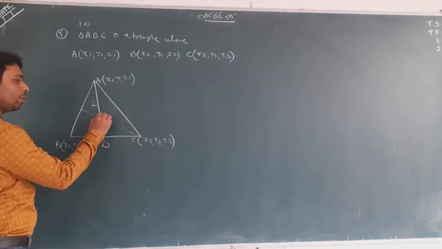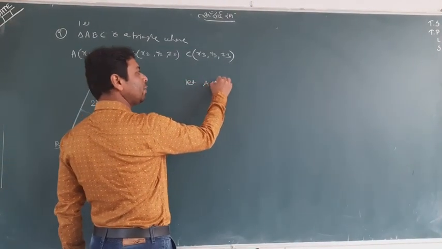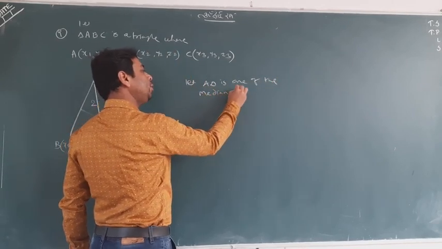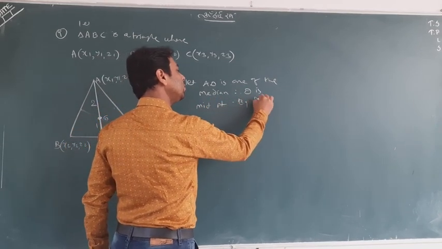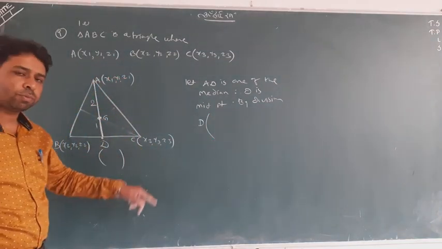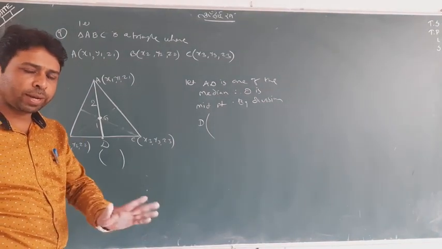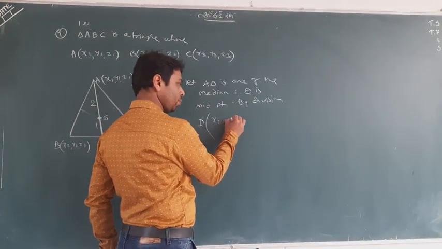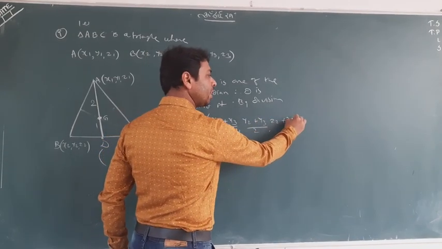Now you want to find G. So first you find D. Let AD be one of the medians. It means D is a midpoint. So can you find D? D is very simple. D is the midpoint of these two, and I taught you the midpoint formula. What is the midpoint formula? No lambda, no m, no n. Directly, this plus this by 2: x2 plus x3 by 2, y2 plus y3 by 2, z2 plus z3 by 2.